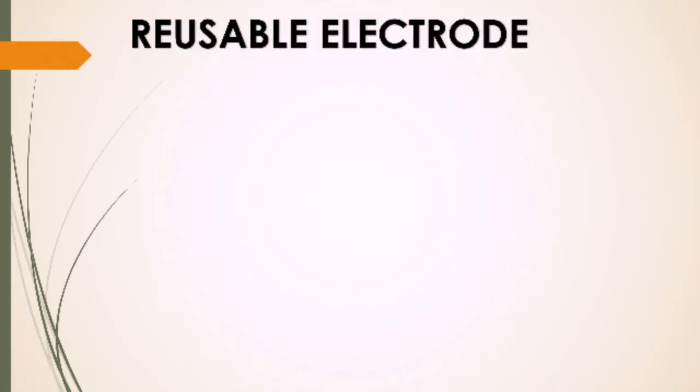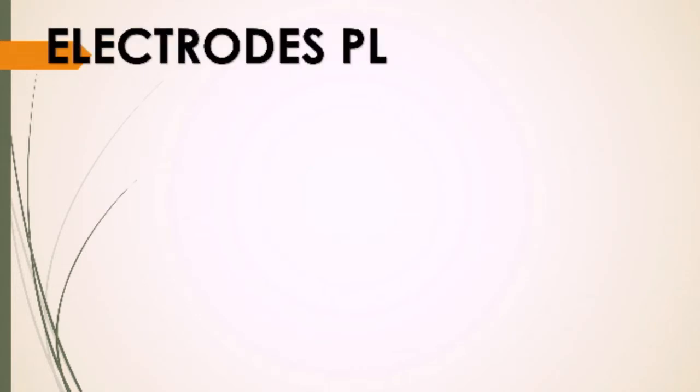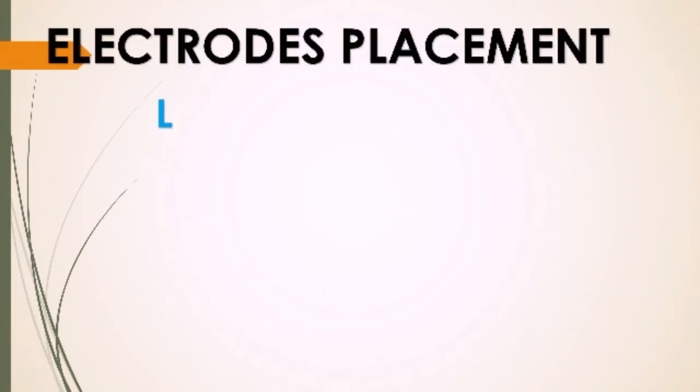The other electrodes are reusable electrodes. You use them more than once. Use them on one patient, you clean them, and then reuse them on another patient. These kinds of electrodes are reusable. Now let's see the electrodes placement, where we place the electrodes.